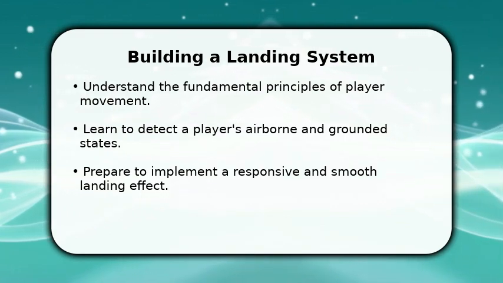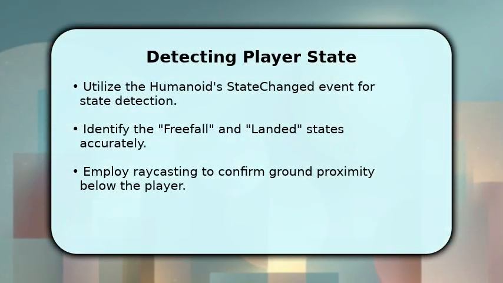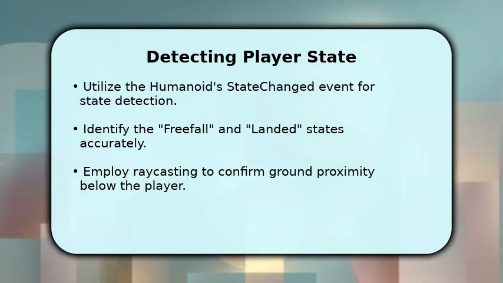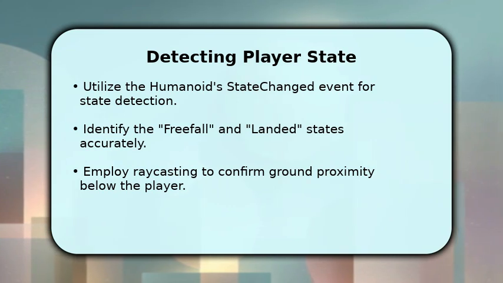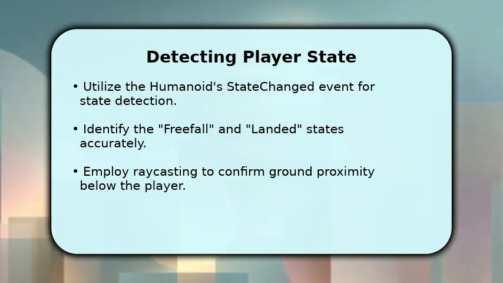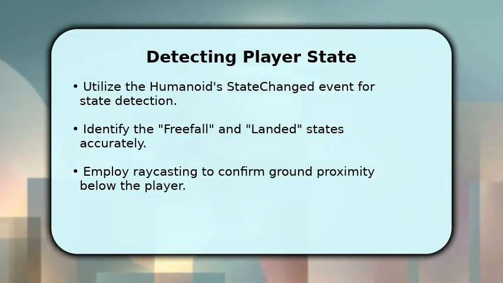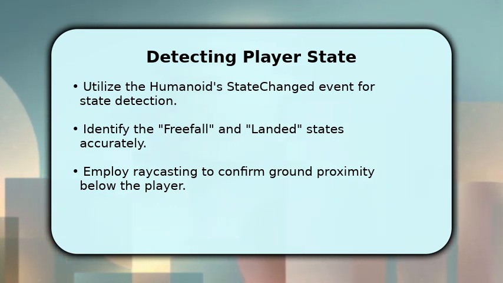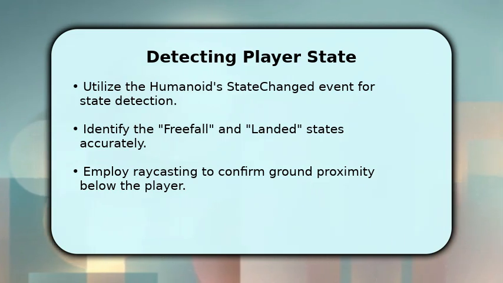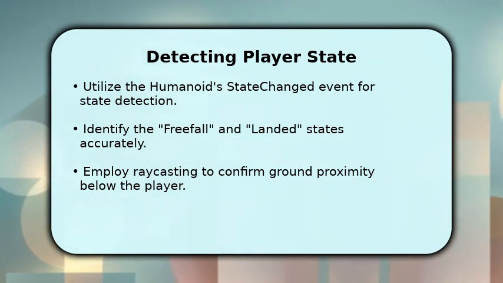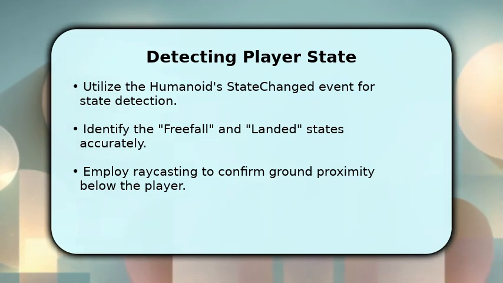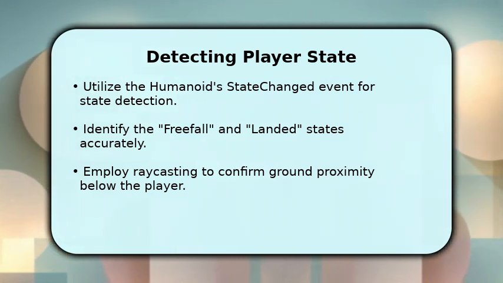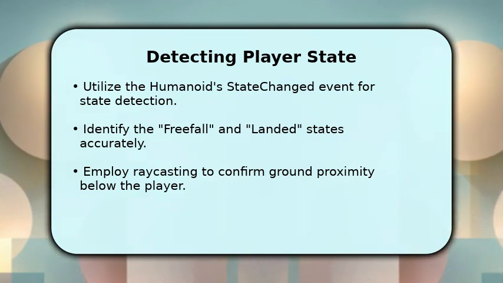our custom landing mechanics. To detect if a player is airborne or has landed, we will leverage the humanoid state changed event. This powerful tool allows us to monitor transitions between states like freefall and landed. Additionally, a precise raycast, extending approximately 3 studs downwards from the player's feet, will confirm ground contact. This combination provides robust and reliable state detection for our system.